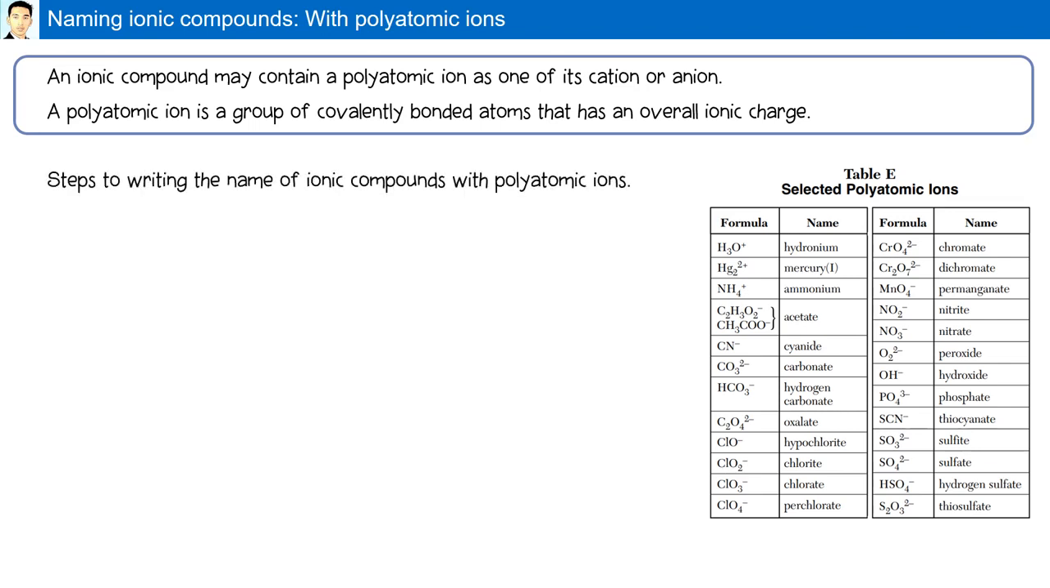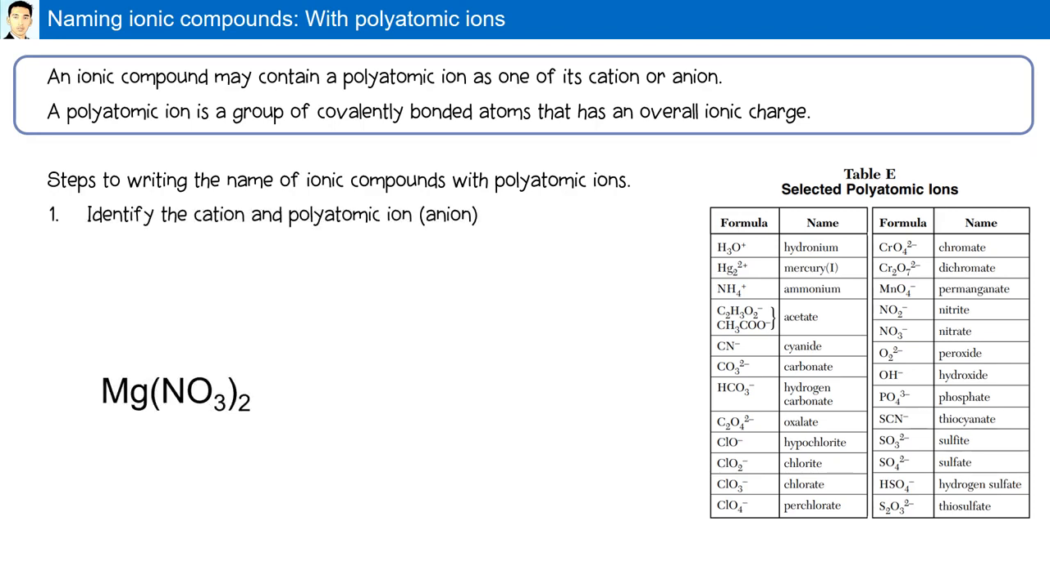Steps to writing the name of ionic compounds with polyatomic ions. First, we need to identify the cation and the polyatomic ion, or the anion. Name the cation using a Roman numeral if needed. In this example, we have magnesium, Mg, which is not a transition element, so we do not need a Roman numeral. Next, we need to identify the polyatomic ion.